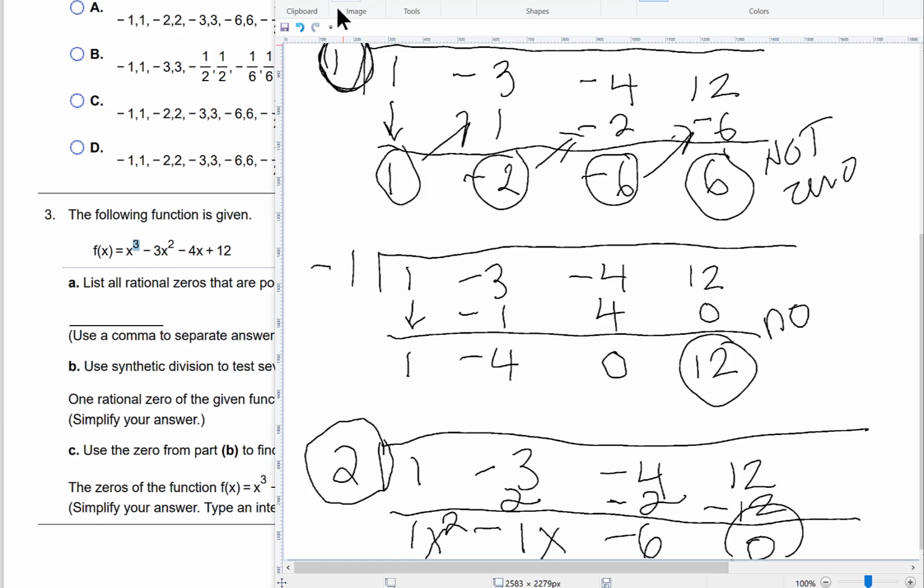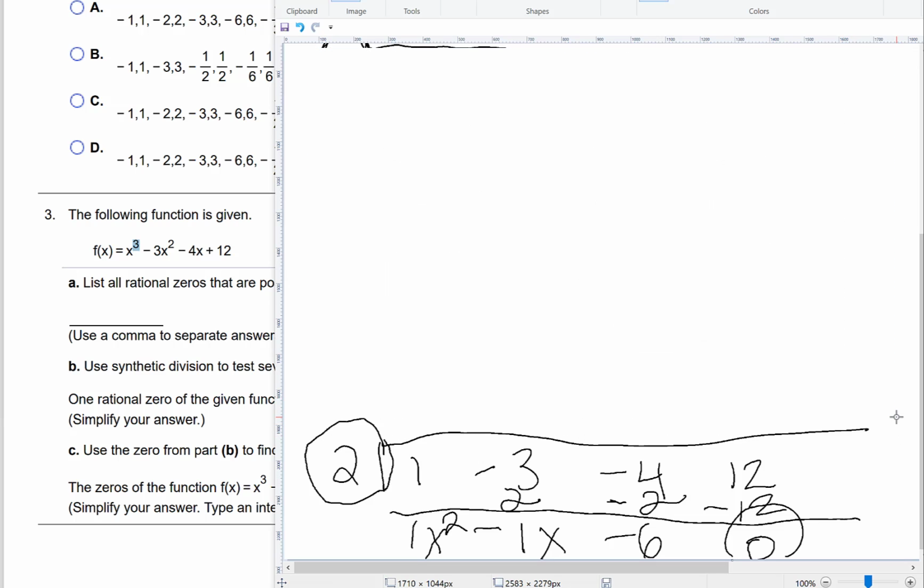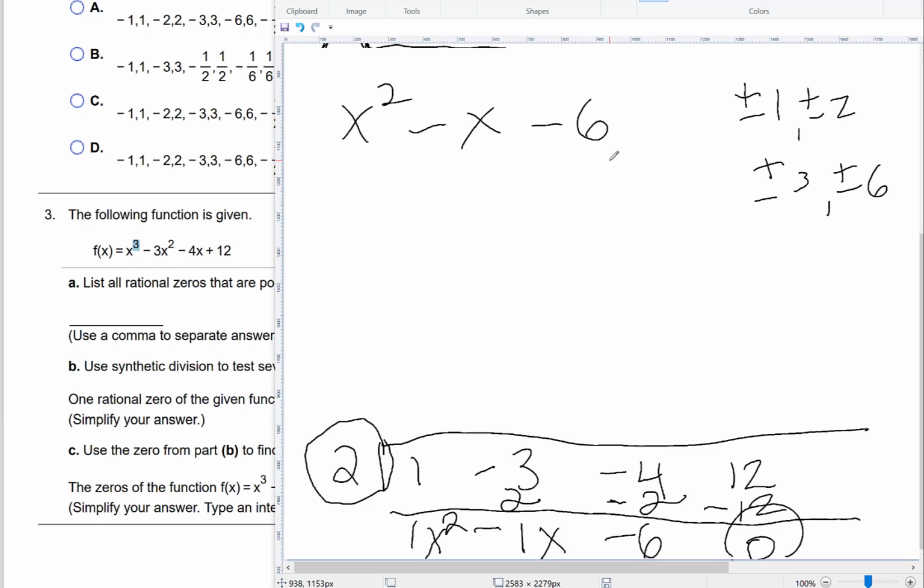Okay, so we have options at this point. I'm going to write my new polynomial, x squared minus x minus 6, and I could list the factors of 6, plus or minus 1, plus or minus 2, plus or minus 3, plus or minus 6, and I could continue with synthetic division to see if any of these work. But instead, I think I'm going to look at this and see that this will now factor.